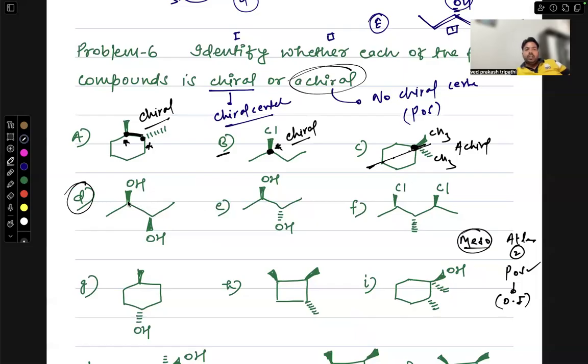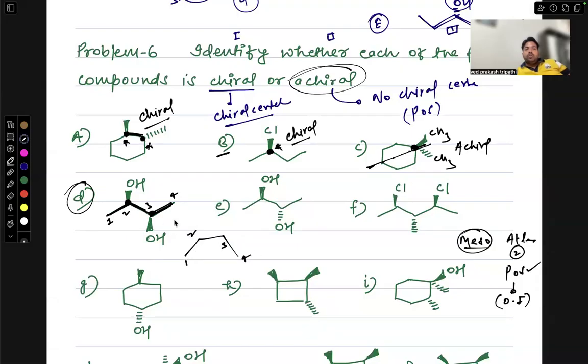Yeah, very good, two chiral centers. Now look at the trick here. Look at this. This carbon chain is like this, Z type. So I would like to rotate the carbon chain in this manner, like this. So this is my number one, this is number two, this is number three, this is number four. 1, 2, 3, and 4.